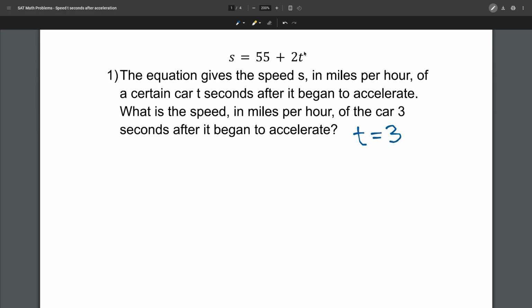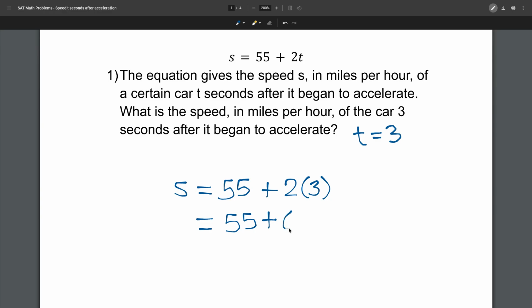So we're going to fill in 3 here in this equation. We're going to say the speed equals 55 plus 2 times the time, which is 3 seconds. Okay, so it's going to be 55 plus 2 times 3, which is 6. So our speed here is going to be 61, and that's miles per hour.